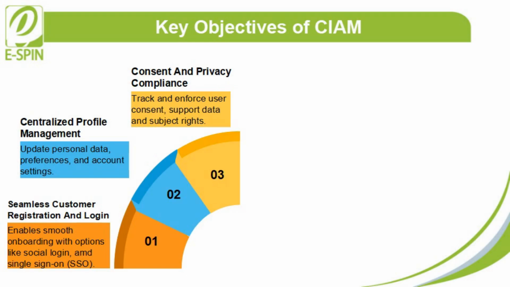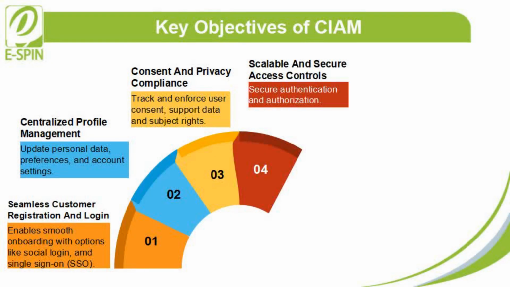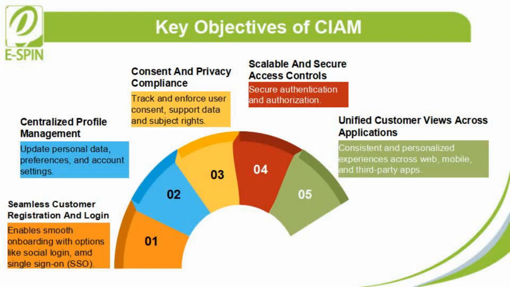3. Consent and privacy compliance. Platforms track and enforce user consent, support data subject rights, and ensure compliance with global privacy laws through built-in tools and audit logs. 4. Scalable and secure access controls. CIAM ensures secure authentication and authorization using MFA, risk-based access, and encryption. 5. Unified customer views across applications. CIAM enables consistent and personalized experiences across web, mobile, and third-party apps.